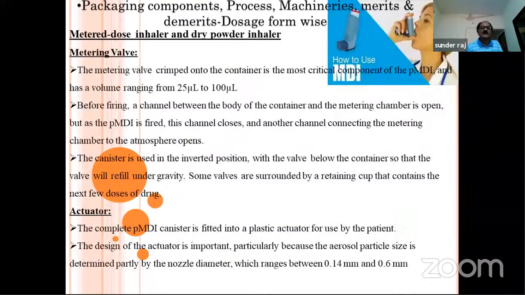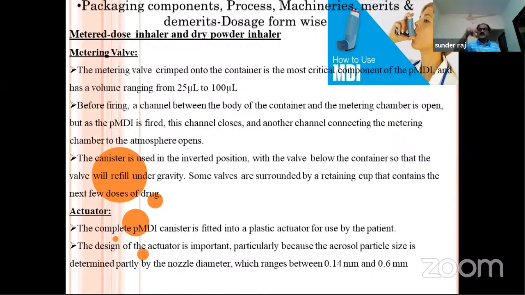And the metered dose inhaler in a dry powder form, as I told you, is also very popular in this dosage form. The metering valve crimped into the container is the most critical component of the MDI and has a volume ranging from 25 microliters to 100 microliters. Before firing, a channel between the body of the container and the metering chamber is open. But as the MDI is fired, this channel closes and another channel connecting the metering chamber to the atmosphere opens. The canister is inverted. Here, the canister is in the inverted position.